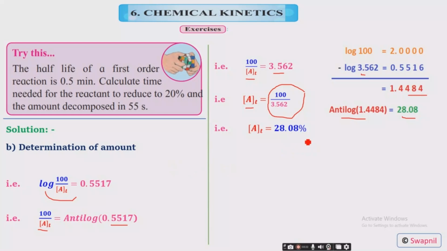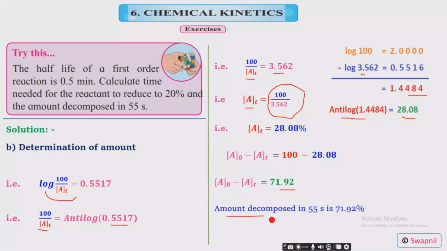Now we have to determine the amount decomposed in 55 seconds. So concentration of A0 minus concentration of A t is equal to 100 minus 28.08, and this value becomes 71.92. So the amount decomposed in 55 seconds is 71.92%.